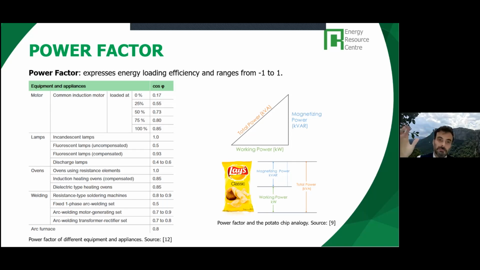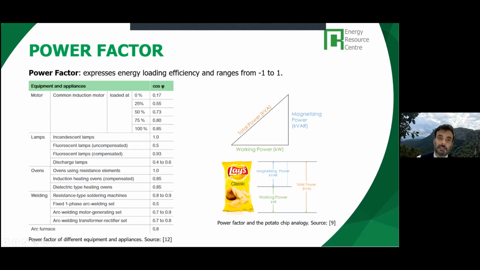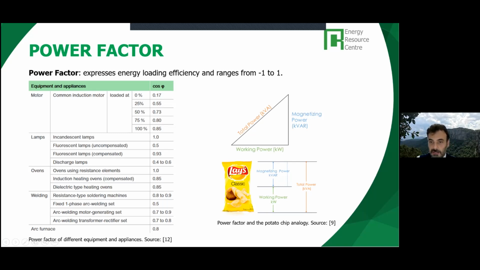If you remember all of this, in the end, we have to remember that we should always try to design and work with appliances that have a cosinus as close to 1 as possible, so that the working power, as opposed to the reactive power, is maximized.